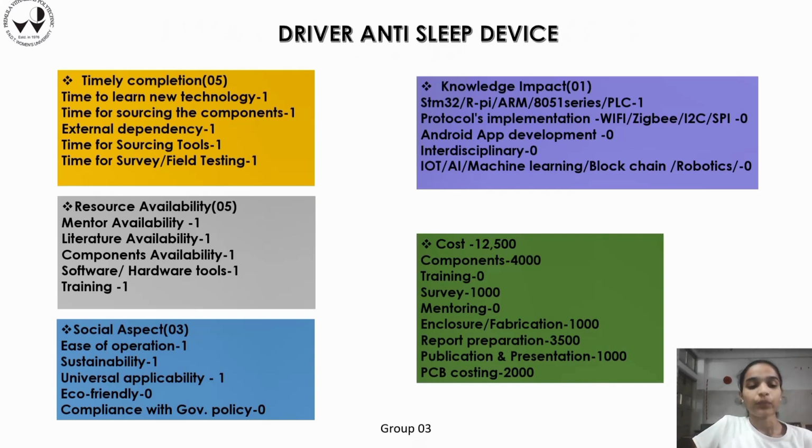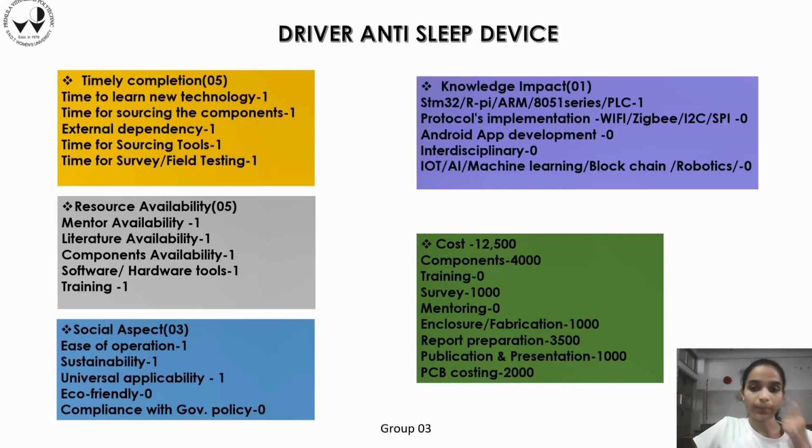Universal applicability. If our project is used in different areas, we have to give it 1, otherwise we have to give it 0. Eco-friendly. If our project is not harming any environment, we have to give it 0, otherwise if it is harming, we have to give it 1. Compliance with government policy. If we don't need any government policy, we have to give it 0, otherwise if we want it, we have to give it 1.